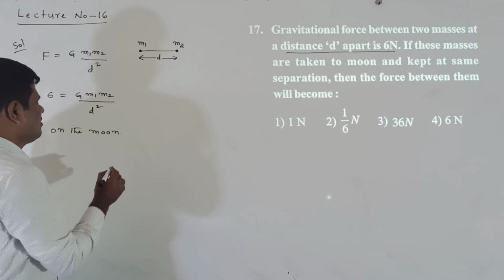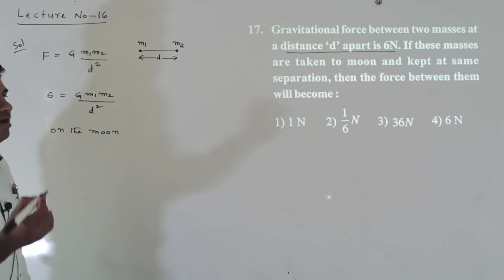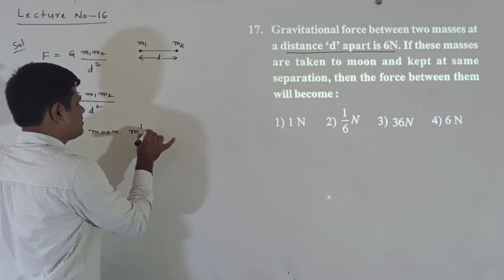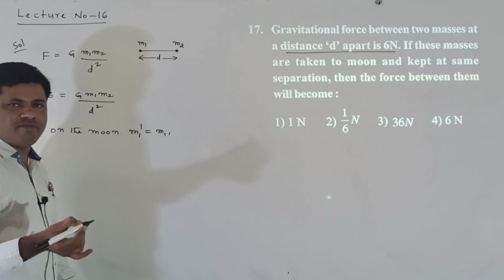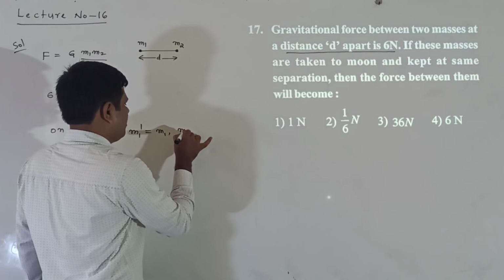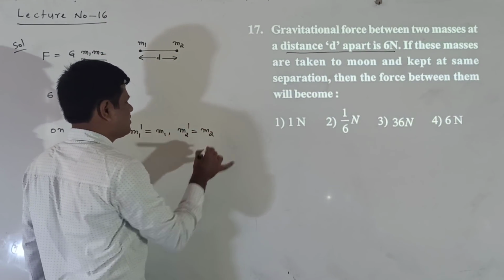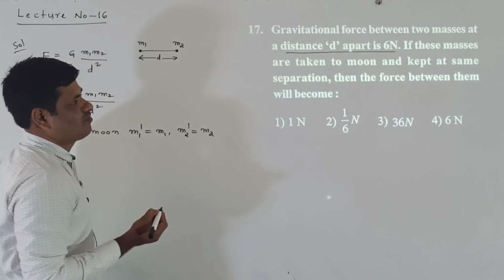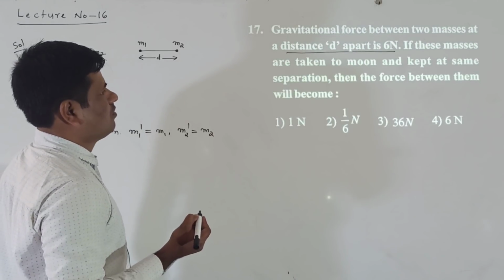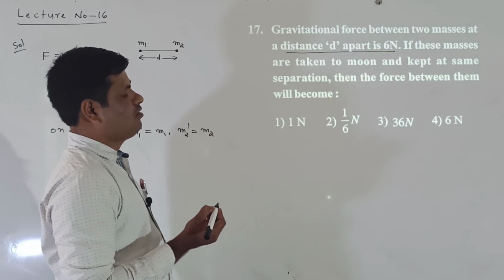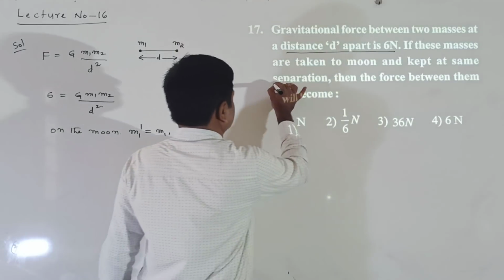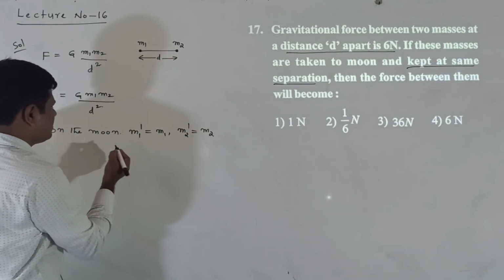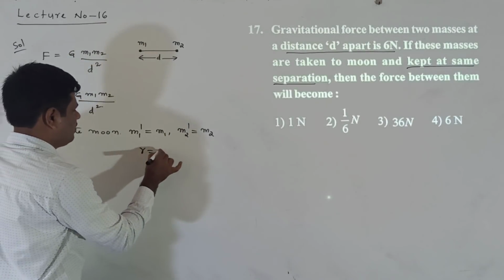Masses cannot change. Masses on the moon, suppose I take them as m1 dash. Here m1 dash is equal to m1. Masses cannot change, same mass. Here m2 dash is equal to m2. Distance is also the same. Taken to the moon and kept at the same separation, which means the distance is the same, that is r equal to d.